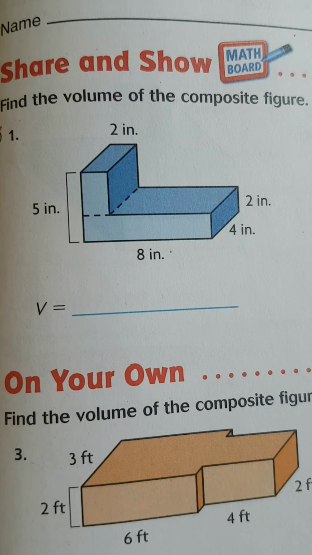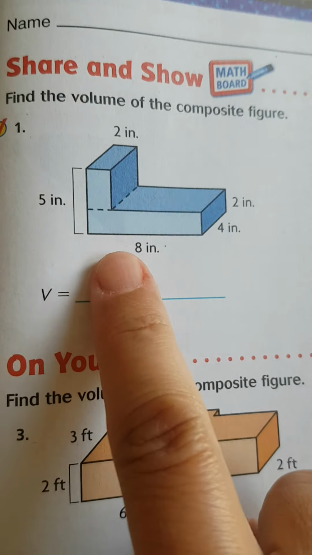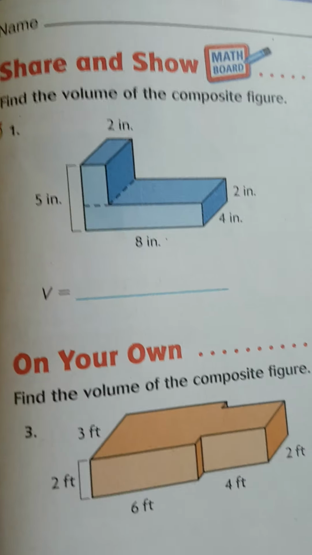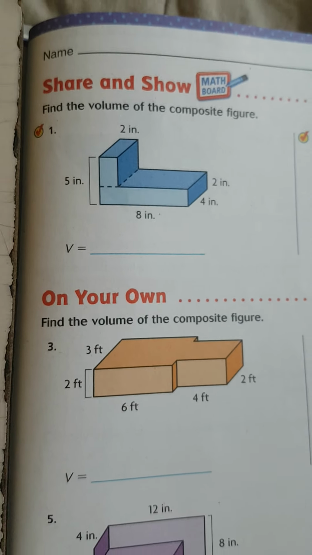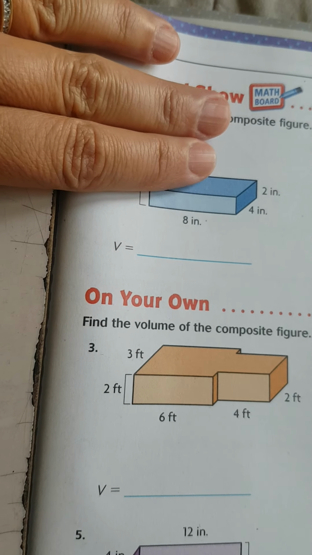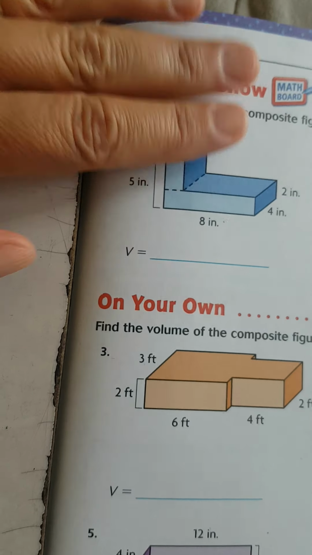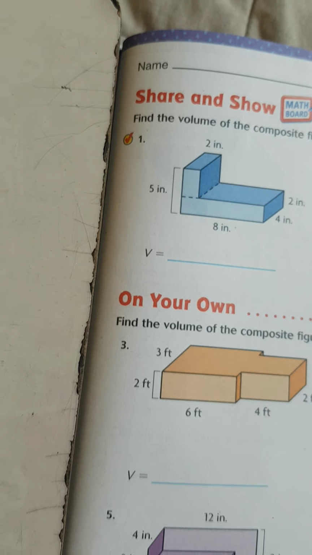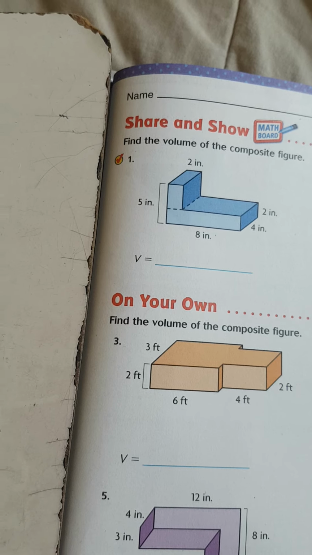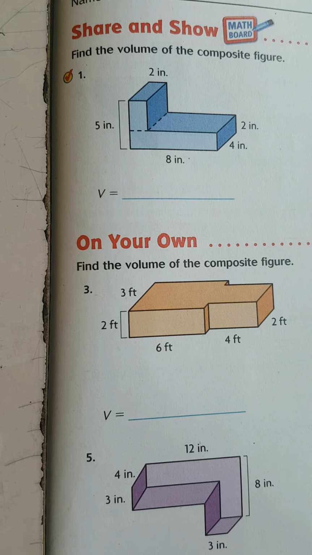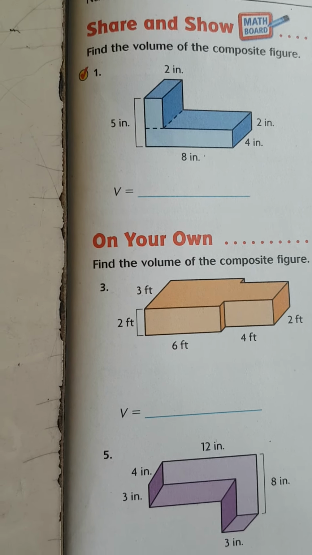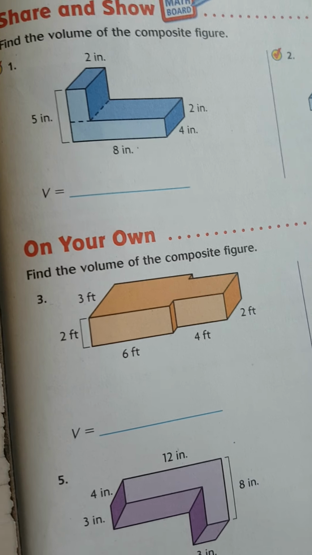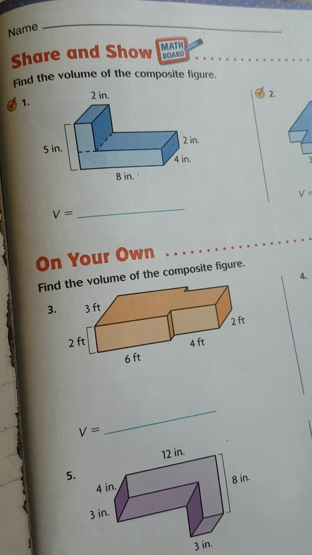All right, how do we find the volume when you have a shape like this? Up until now, we've been looking at shapes that basically look like this. But what about when it's not equal all the way across? It's not a perfect cube or a perfect prism. What do we do? Well, what we do is we take it apart. So let me show you what that means.